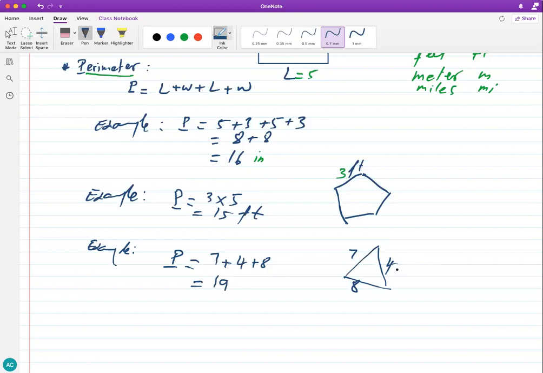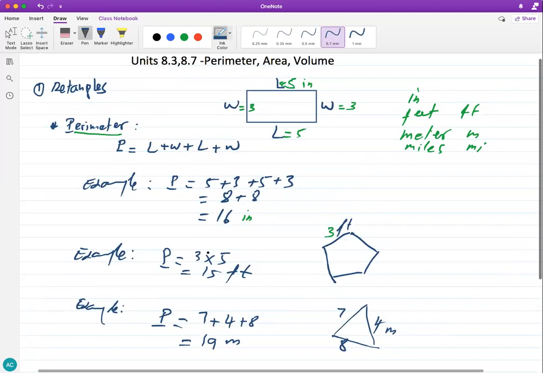Don't forget the unit. It has to be a unit, for example, meters. So 19 meters. Every measure of something, of some quantity, must have a unit, whatever you're measuring. Okay, that's parameter.